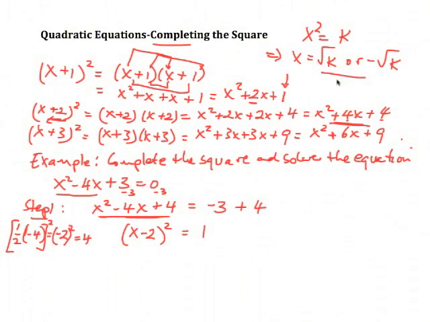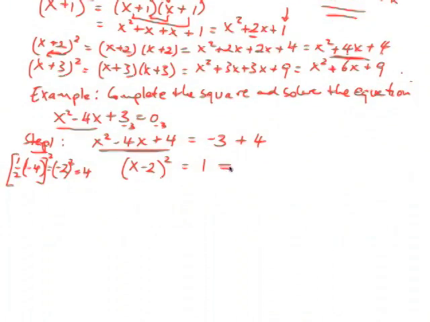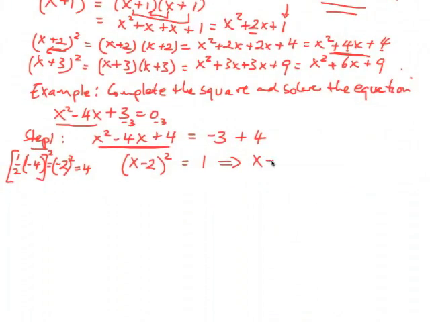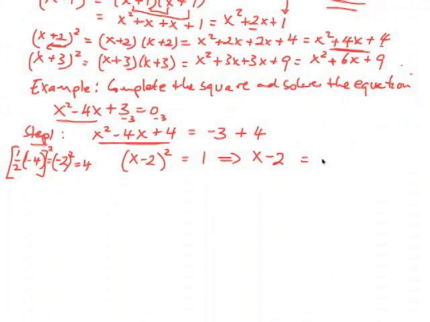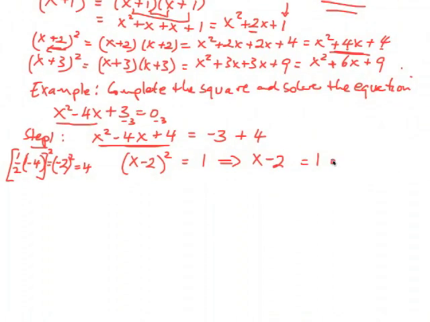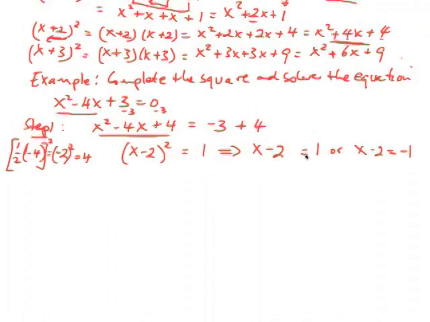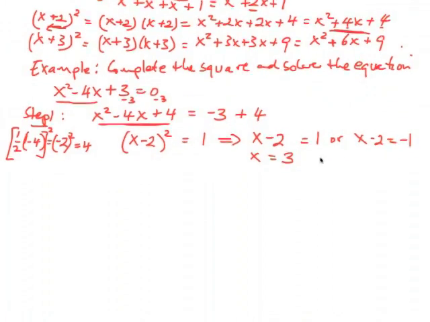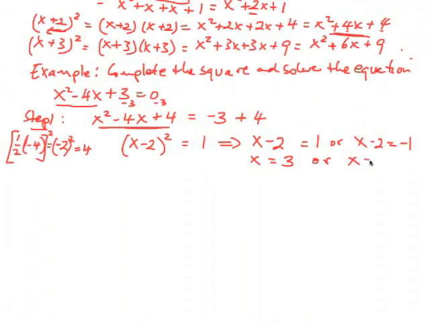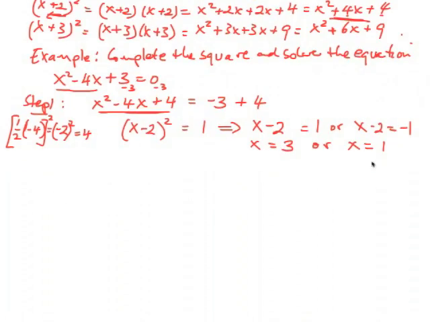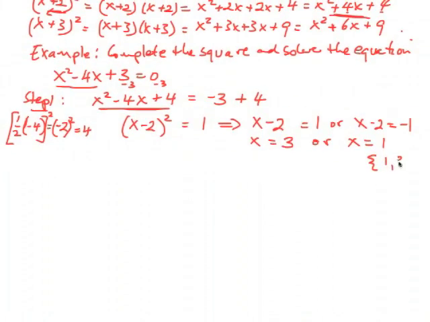I can now apply the square root property. So this will imply that x minus 2 is equal to 1, or x minus 2 is equal to negative 1. Now I solve this linear equation by adding 2 to both sides, so I get x is equal to 3, or x is equal to 1. And so my solution set is going to be 1, 3.